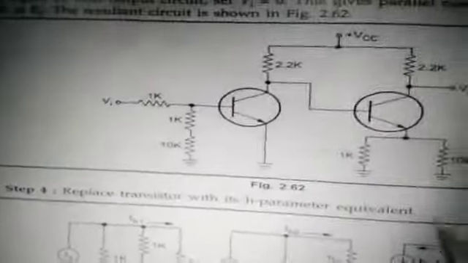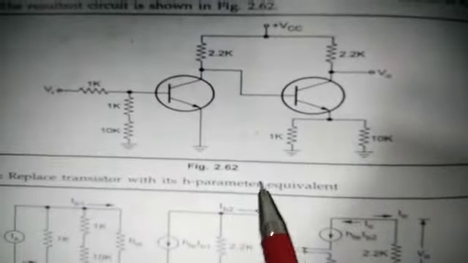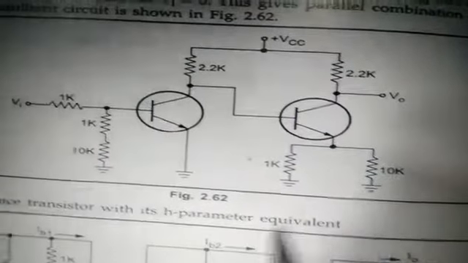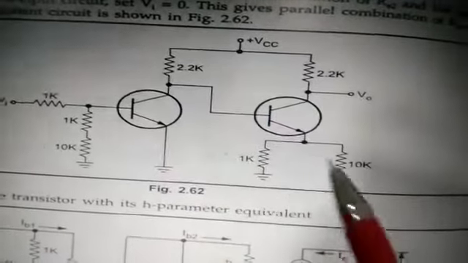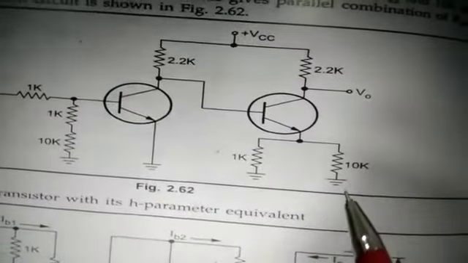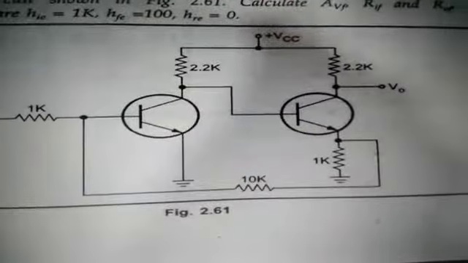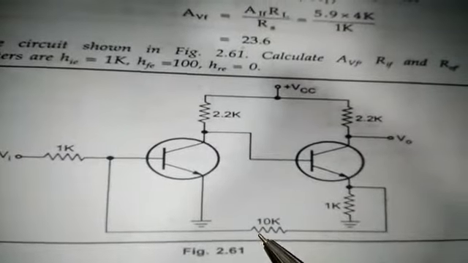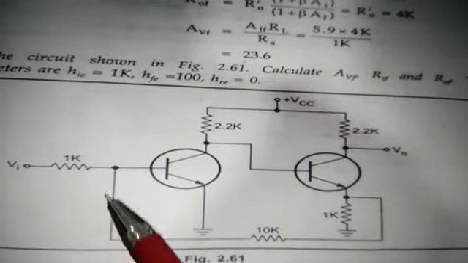Now step 2 and step 3: find the input and output circuit. You can see in this circuit, we have taken this feedback and connected the 10 kilo ohm resistance over here, and thus we got the input circuit. At the input, this 1 kilo ohm is in parallel with the 10 kilo ohm in the emitter resistance. You can go back and see this diagram. This is 1 kilo ohm, this is 1 kilo ohm, and this is 10 kilo ohm resistance. These two resistances will come in parallel here. Similarly, 1 kilo ohm and this 10 kilo ohm will come in parallel over here.